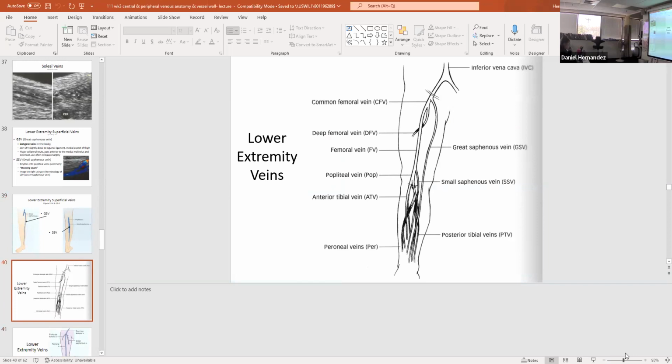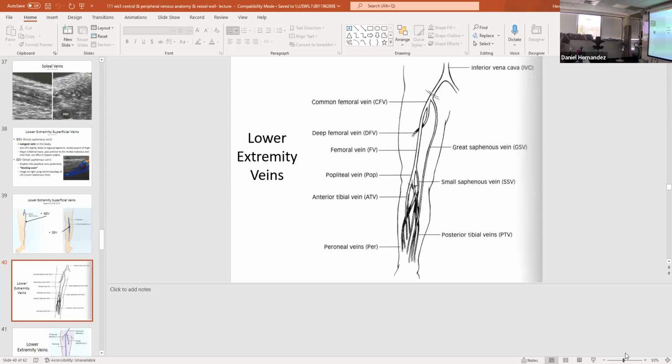This was a good one for the legs. Star this one. You got your inguinal ligament right there. So above it, external iliac. Below it, common femoral vein.